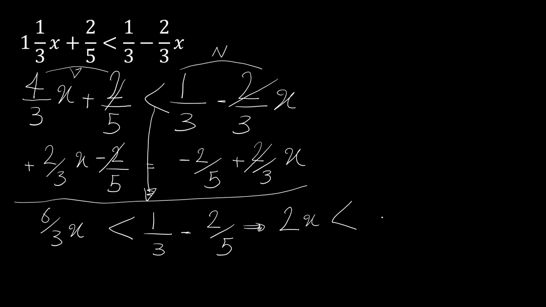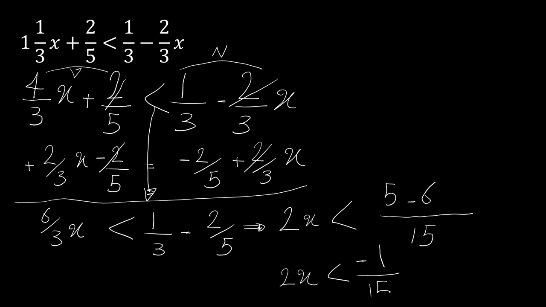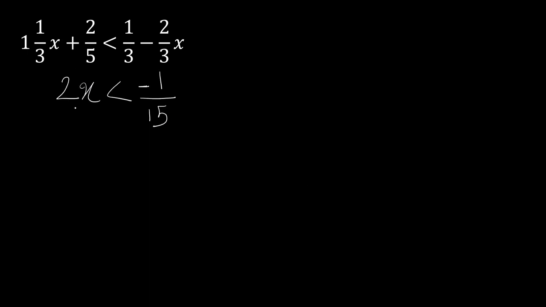Here I must calculate the common denominator, and I'm not going to explain that again because I expect you to know that the common denominator between 3 and 5 is 15. You can calculate it by calculating the LCM or writing multiples. 3 is converted to 15, so I must multiply 1 by 5 and 2 by 3. So 2x is less than minus 1 over 15. Let me erase the board to make some space for myself.